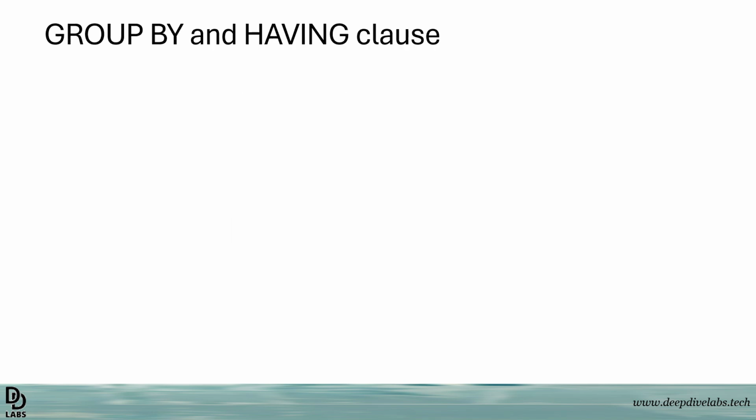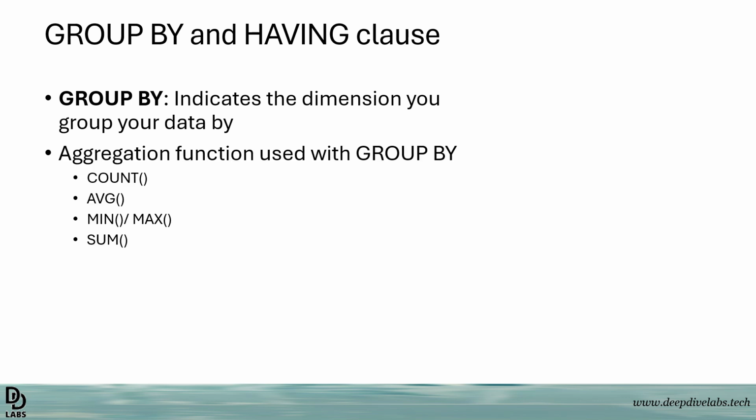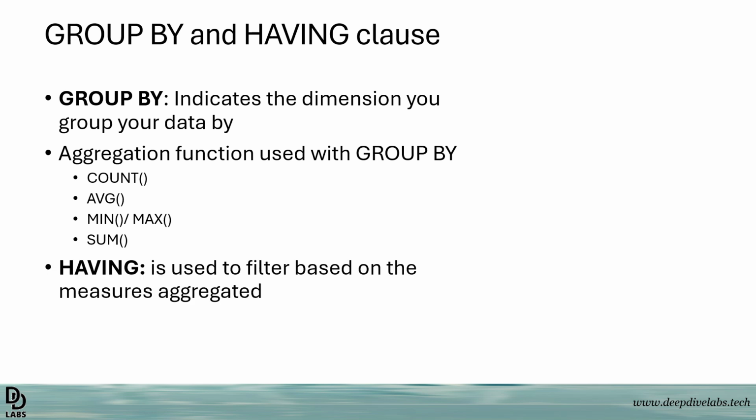Next, let's take a look at the group by and having clause. Group by helps us to aggregate. It indicates the dimension on which you want to group your data by, and there are different aggregation functions you can use with the group by. So you can count, you can do average, minimum, maximum, sum, etc. And then having is different from where. Where is when you are directly filtering using a column value in a table, whereas having is when you are filtering using the aggregated value.